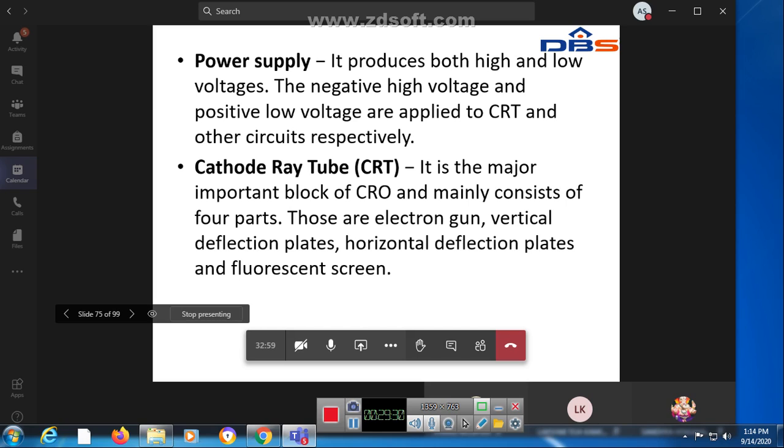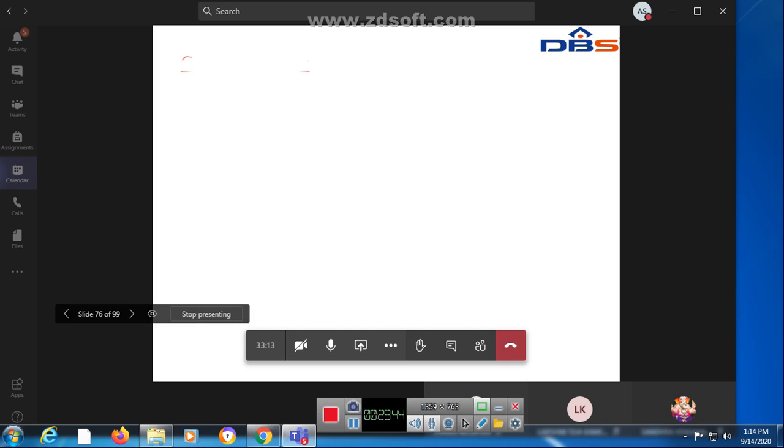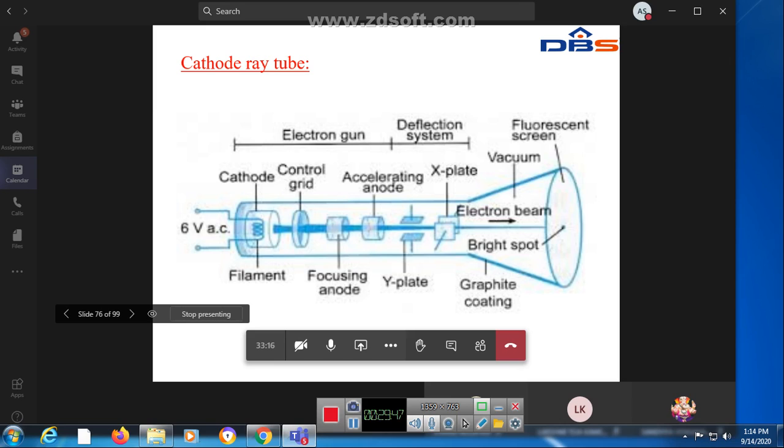The CRT mainly consists of four parts: the electron gun, vertical deflection plates, horizontal deflection plates, and fluorescent screen. Here again is the cathode ray tube construction. This is the cathode, this is the control grid, this is the accelerating anode, and this is the focusing anode. The Y plates are the vertical deflection plates, and the X plates are the horizontal deflection plates.